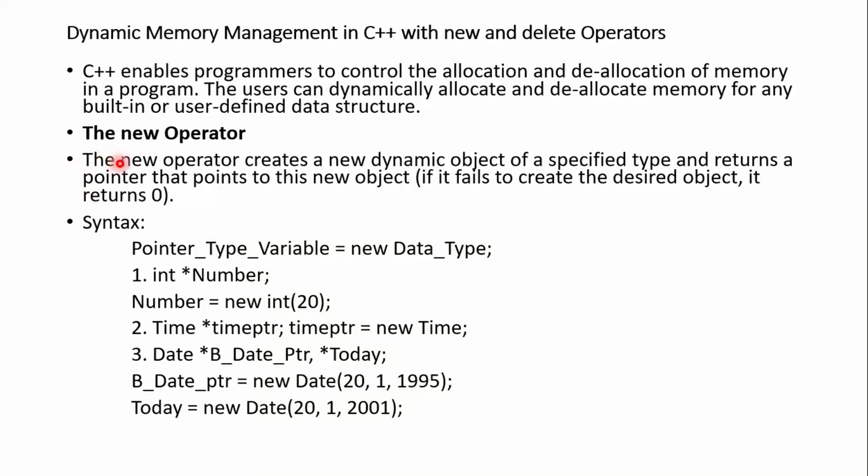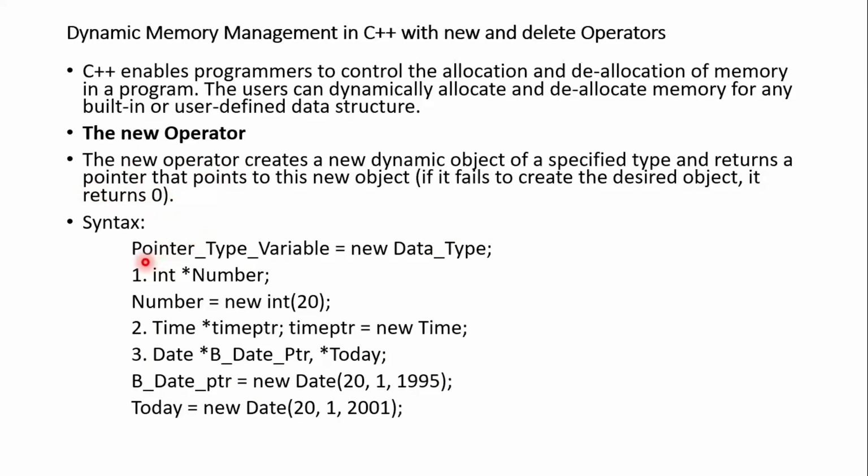So what is this new? New is an operator that creates a dynamic object. As you are trying to run the program, at runtime, it creates the object of a specified type. You have to specify the data type of this object, and it returns a pointer. This new operator is going to return a pointer that points to this new object. The new object which is created by this new operator will be pointed to by this pointer.